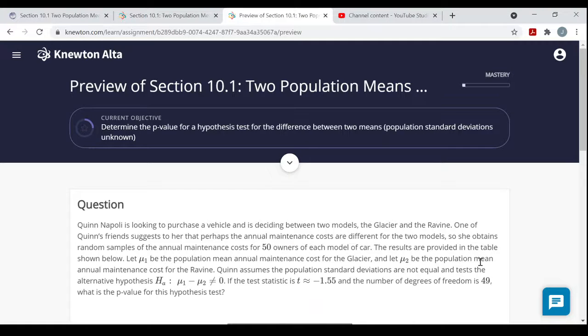So hopefully watching me write that out, and you've seen p-value before, right? The finding of the p-value is no different here than it was for a one mean t-test. You just have to know how many degrees of freedom and what's the test statistic. And also, what kind of a test is it? Is it left-tailed, right-tailed, or two-tailed? And that makes all the difference.